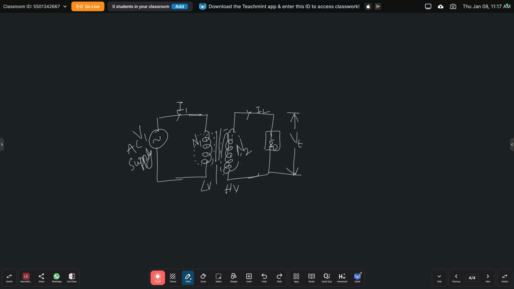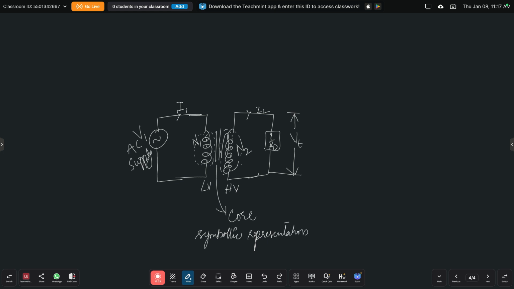These two parallel lines represent the magnetic core. This is the graphical representation of the transformer. Otherwise, we can use the symbolic representation, the symbolic representation of a transformer.